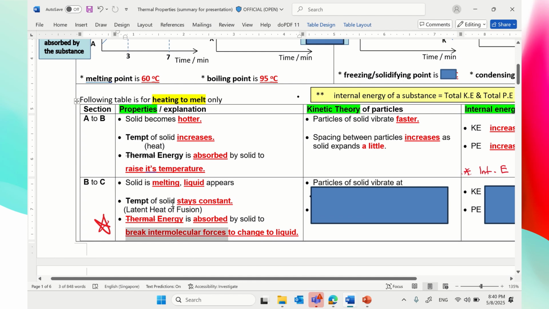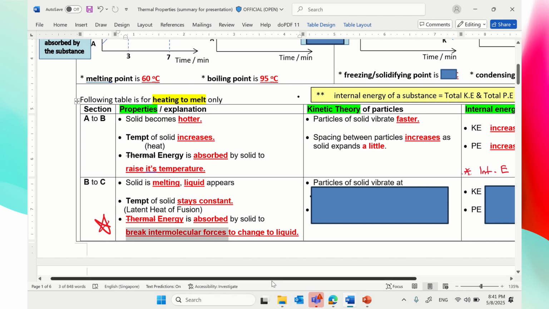That's why during this 3 to 7 minutes, where the temperature stays constant during this melting process, the energy absorbed by the substance is much greater than from A to B when temperature rises only. The energy absorbed from B to C has an extra work to do. It is used to break intermolecular force. It's a tougher work to do. That's why the energy absorbed during a melting process is much more than A to B.